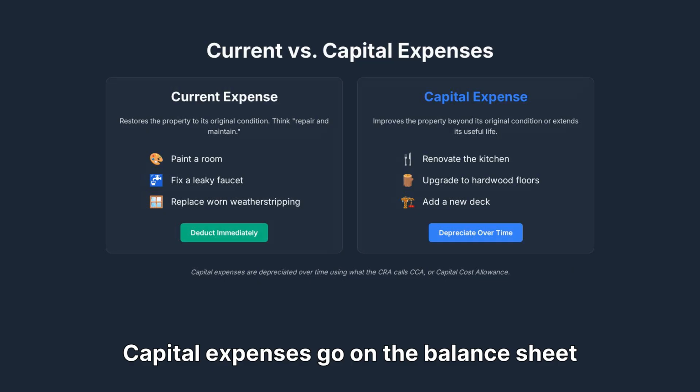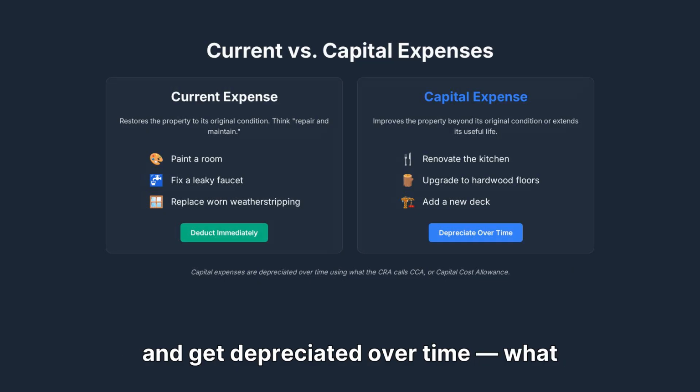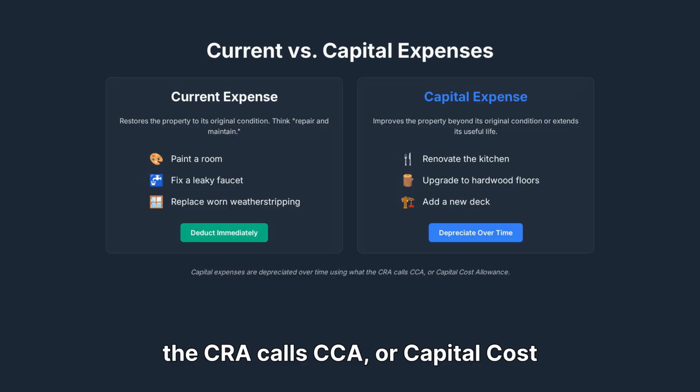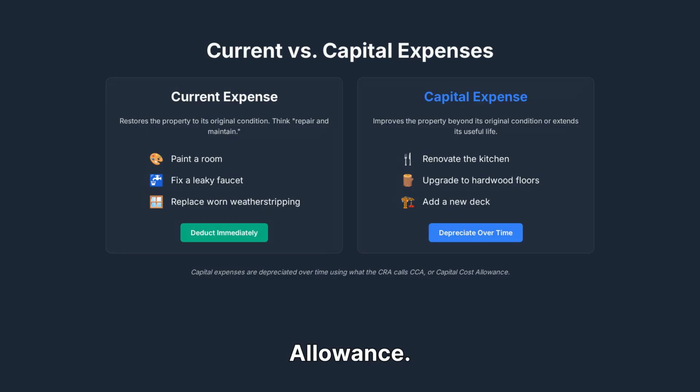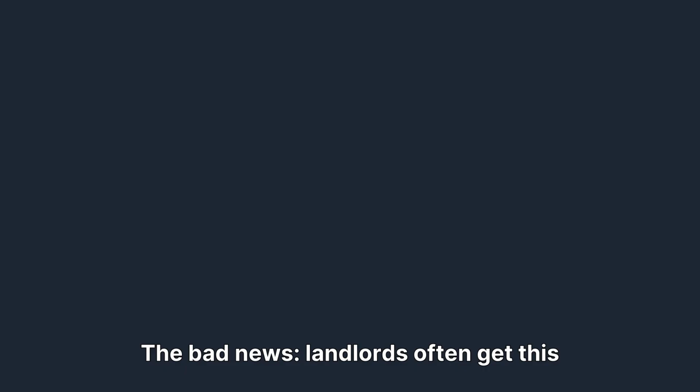Capital expenses go on the balance sheet and get depreciated over time, what the CRA calls CCA, or capital cost allowance. The bad news, landlords often get this wrong. The test is not, does it increase the property value? The test is, is this a repair or a betterment? If you claim a $5,000 kitchen upgrade as a current repair and the CRA disagrees, you lose the whole deduction, plus interest and penalties. When in doubt, ask. A quick email to a CPA is cheaper than a reassessment.